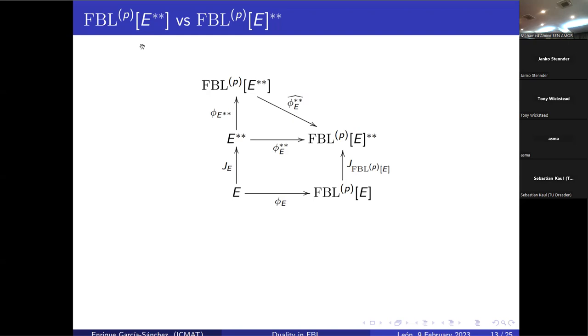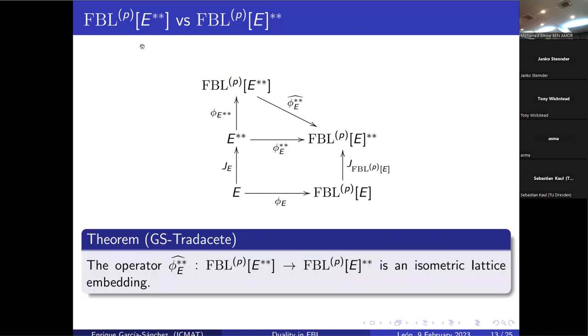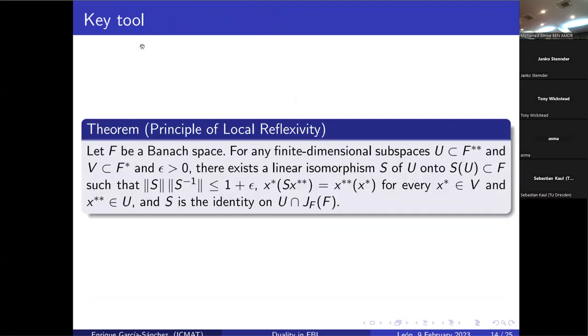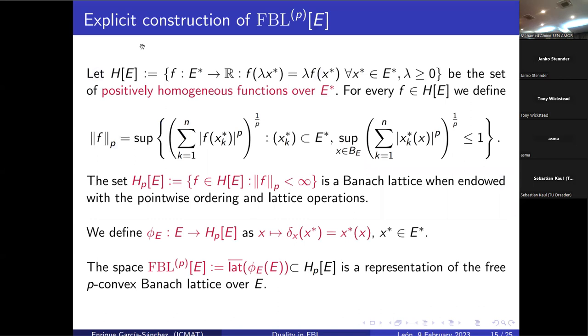So the question is, what happens with this operator? Is this an embedding, or what can we say about this? And the answer is that it is, again, an isometric lattice embedding. How do we see that? Well, the key tool here is the principle of local reflexivity. This is a classical result that allows us to see, in a certain way, finite dimensional subspaces of a bidual space almost isometrically as subspaces of our original Banach space F. This result, together with some calculations that I'm going to try to explain a little bit now, is what leads to the previous result.